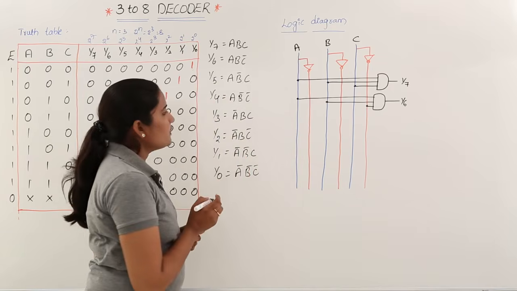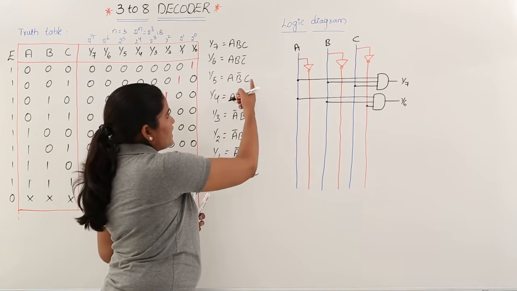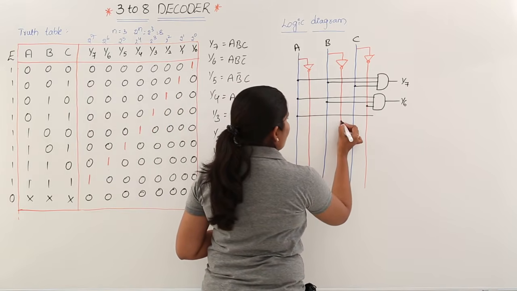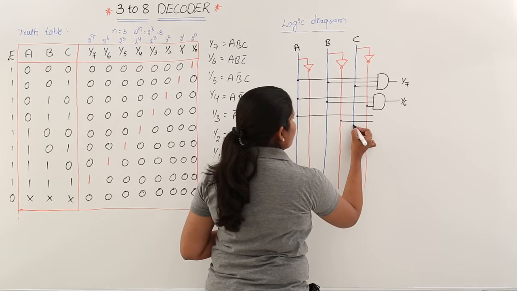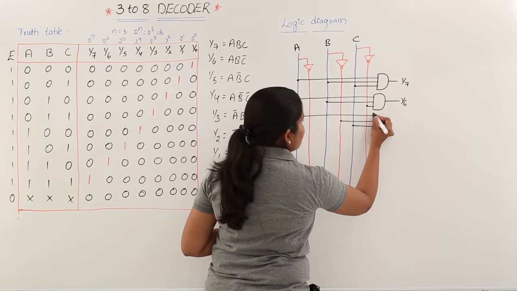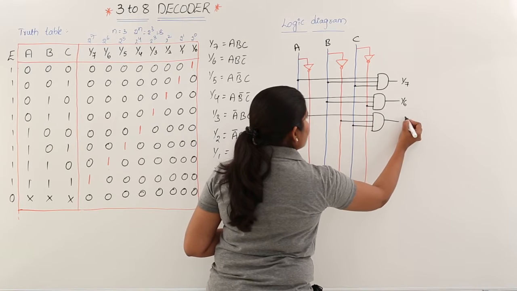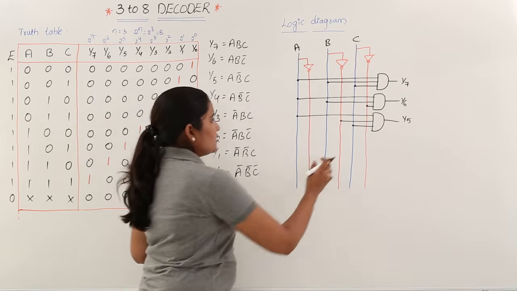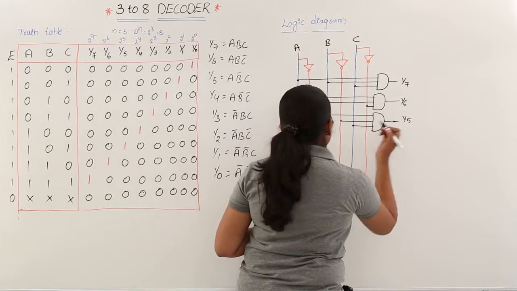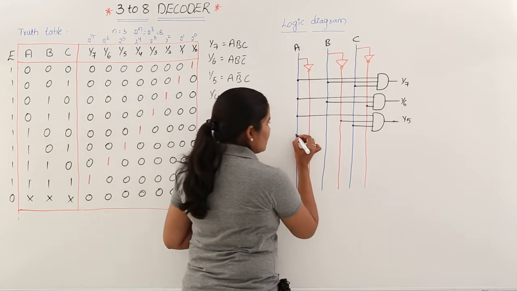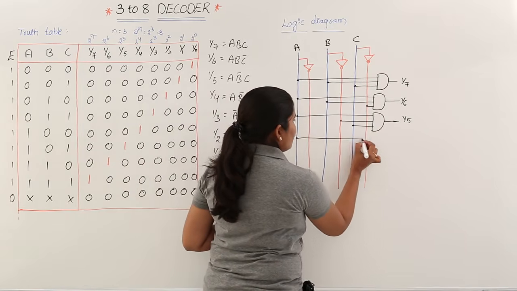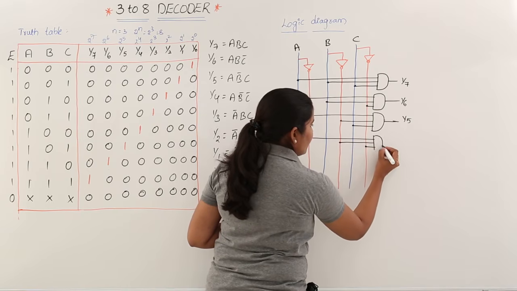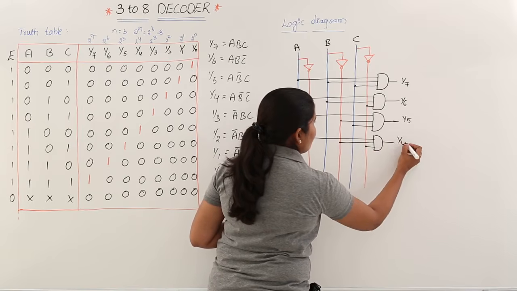To get y5 you need to take A, B bar, C. So here B bar is from the complement, and A and C are from the normal lines. You need to consider another AND gate. This is y5. For y4 you need to take A, B bar, C bar. So here is A and B bar and C bar, and you just consider an AND gate. This is y4.